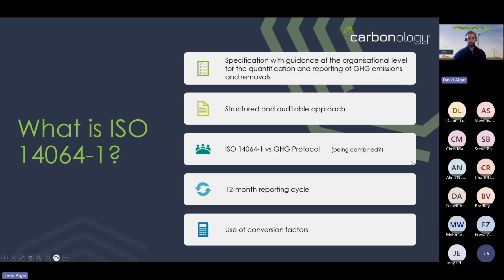The way you calculate emissions, we'll discuss that in a moment, but it's through the use of conversion factors, which are essentially just numbers. It's fairly simple maths once you've got all your ducks in a row, but the difficult part is actually getting hold of the data in the first place.